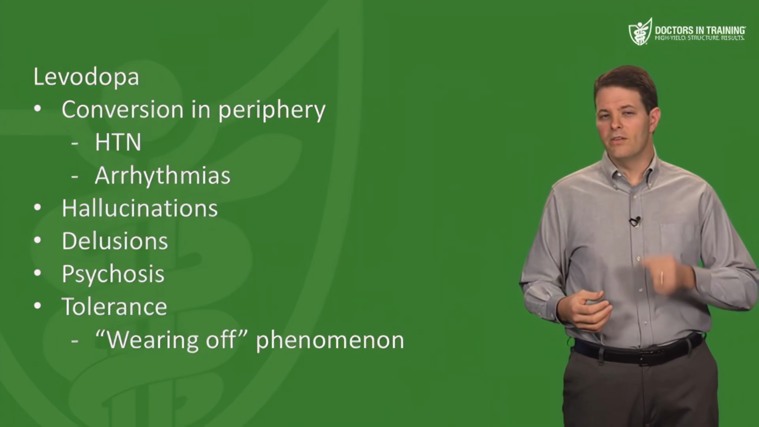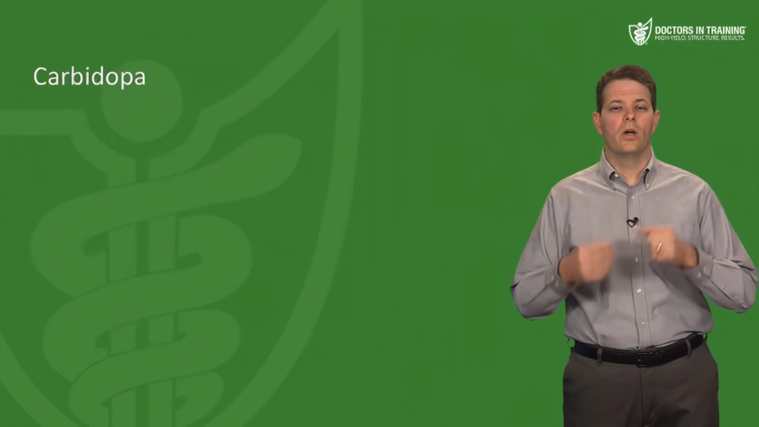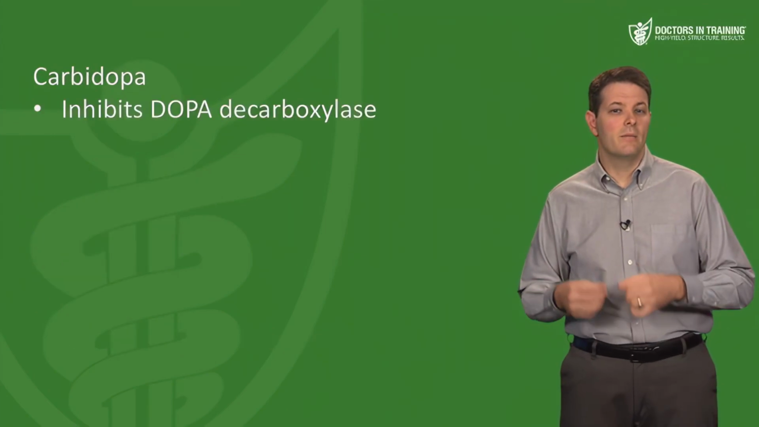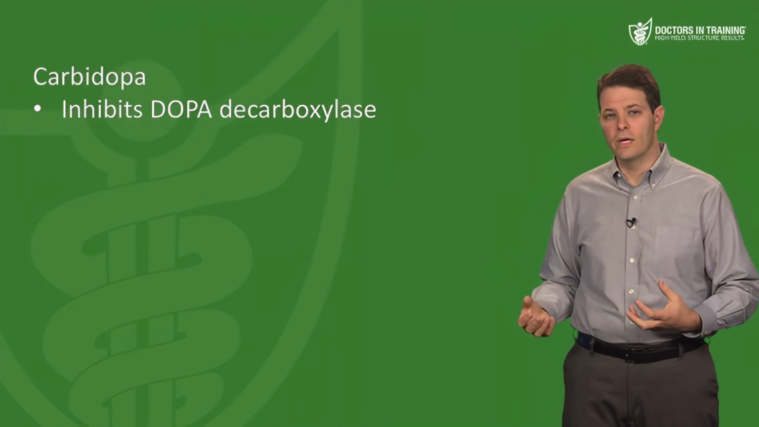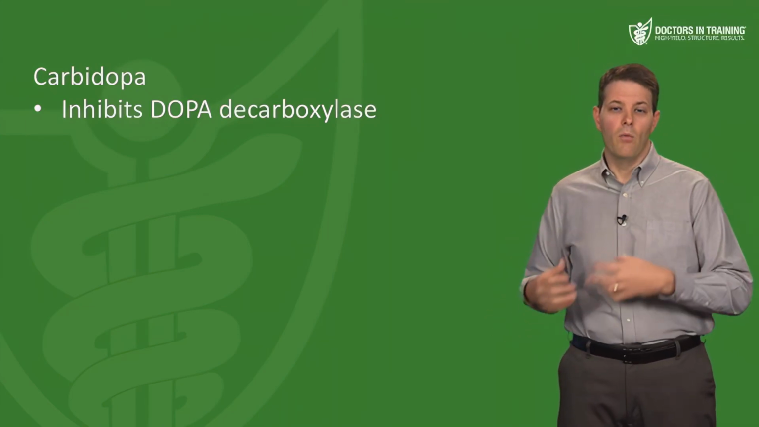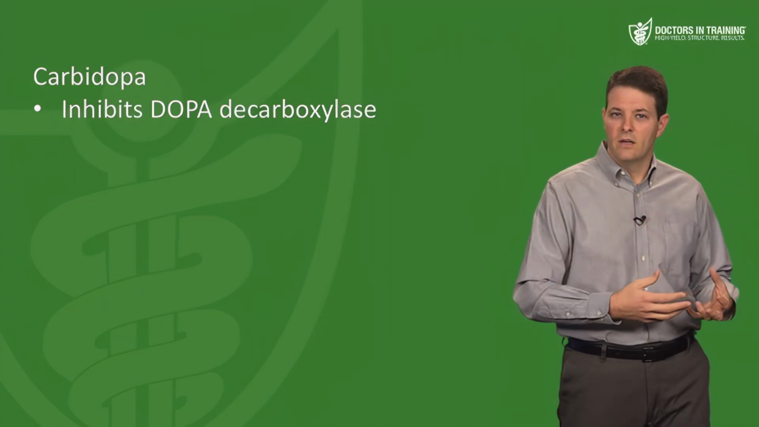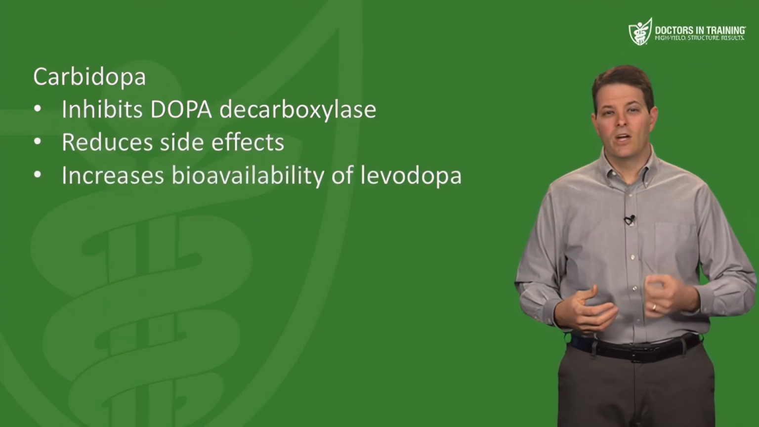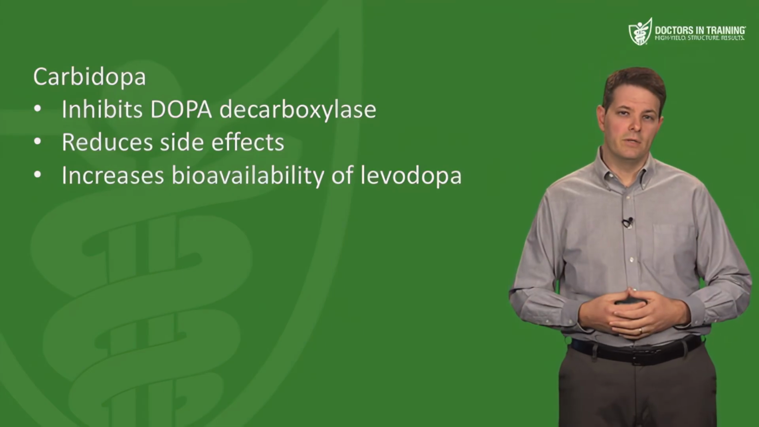So levodopa is almost always given with a drug called carbidopa, which inhibits the enzyme dopa decarboxylase in the periphery. So this allows less levodopa to be converted to dopamine in the periphery, and more of it makes it into the CNS. And this reduces the side effects and increases the bioavailability of levodopa.